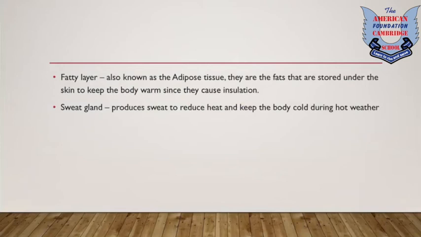There's a fatty layer really far down under the skin, also known as the adipose tissue layer. It basically has fats that are stored under the skin to keep the body warm, since they cause insulation. Whatever we eat, the fats present in it get digested into the body, but the amount which is not digested travels around in the blood, moves to the skin and starts forming a layer beneath the skin. This layer keeps the body warm because it traps the heat inside. It provides insulation.